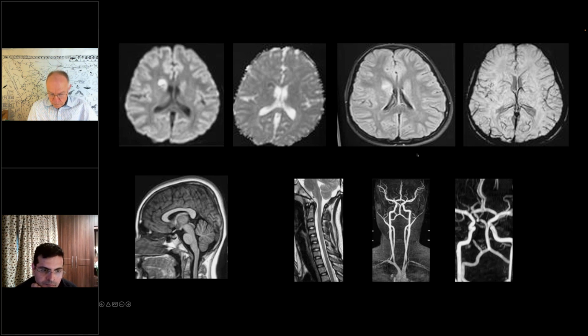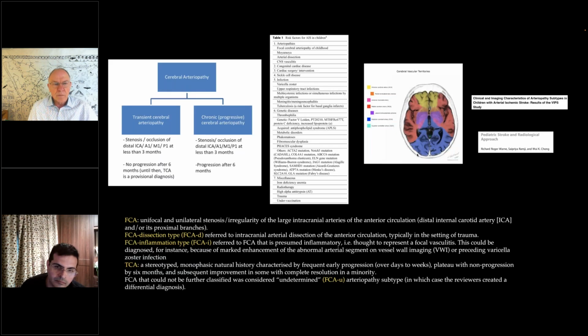They demonstrate a normal appearance. So based on the imaging pattern, I would term it cerebral arteriopathy. At this stage, a possible transient or focal cerebral arteriopathy. Given the varicella antibody, a possible cause is a varicella infection-related cerebral arteriopathy is my thought. And at this moment, I'll open the case for further discussion.